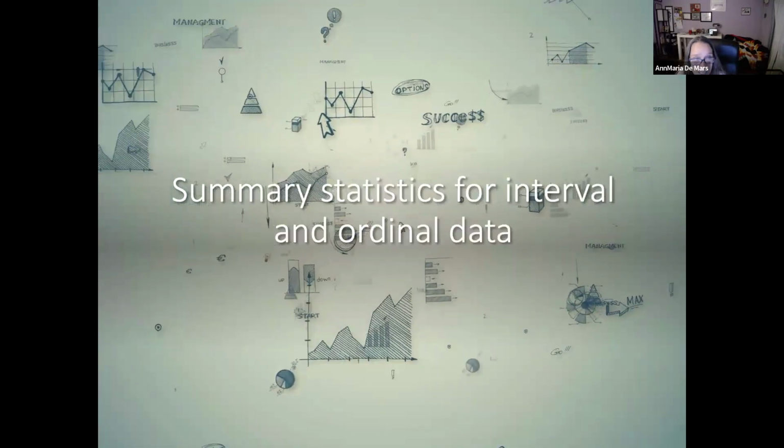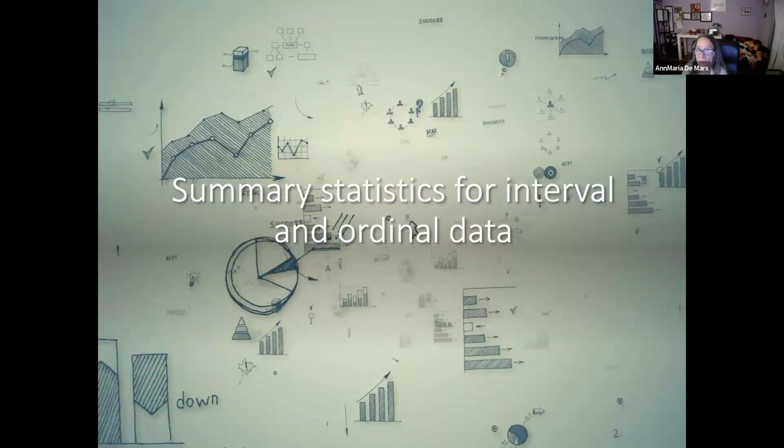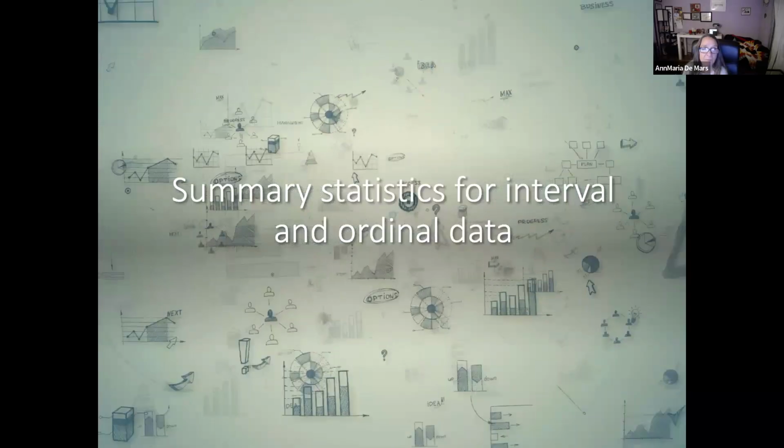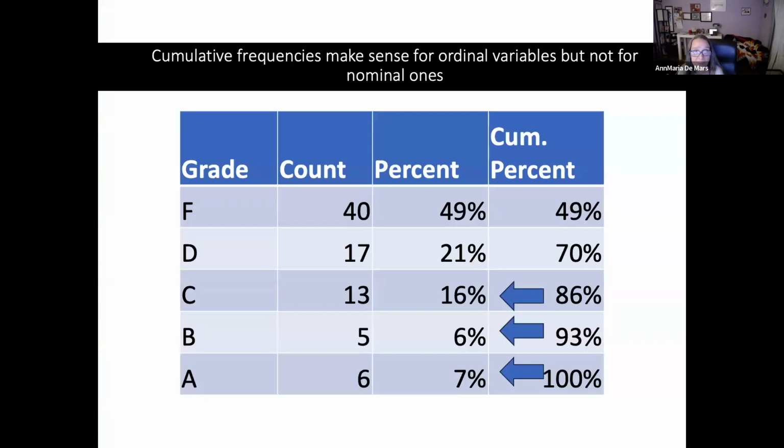So we talked about nominal data. What about interval or ordinal data? Cumulative frequencies make sense for ordinal variables, but not for nominal ones. So I could say here that 30% of the students pass the test with a grade of C or higher. I know that adds up to 29%, but that's just because I didn't show the decimal places. You could see 70% got a D or an F, so 70% got a D or lower, 30% got a C or higher. Cumulative frequencies make sense if it's ordinal.